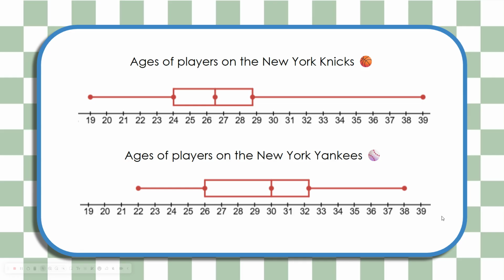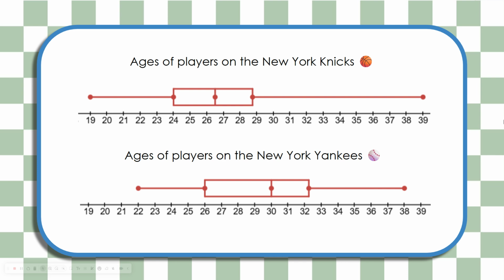Alright, so let's compare these two. We got the one we just looked at for the Knicks, and then this is the ages of players on the Yankees, the baseball team. So if you just look at the overview of these two box plots, which team do you think is overall a little bit older than the other team? If you said the Yankees, you are correct.